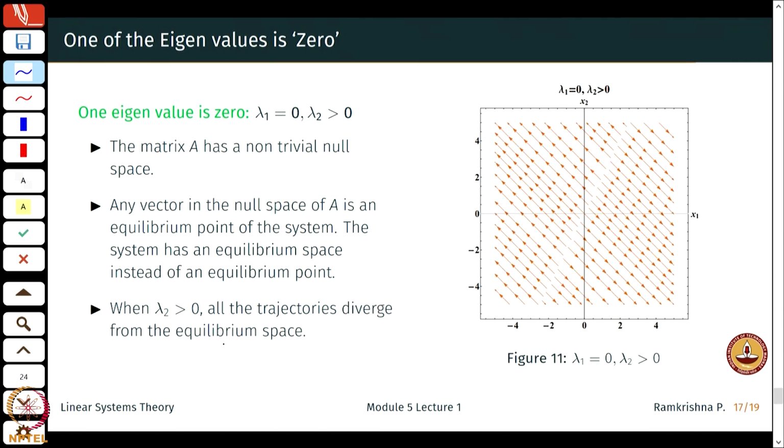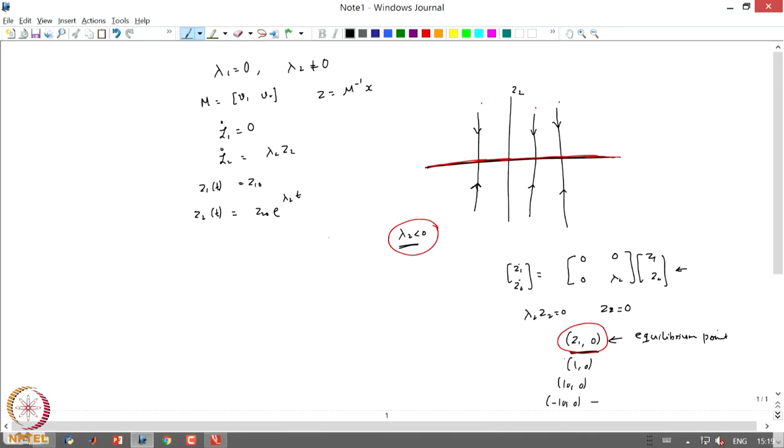Okay. Next, what if lambda 2 is greater than 0? Everything will be the same, the matrix A will still have a non-trivial null space, and any vector in the null space of A is again an equilibrium point, and the only thing that will change is all the trajectories diverge from the equilibrium space. So, let me just draw it here. Okay. So, this is z1, this is z2, and this will just be my trajectory. So, all trajectories will go away from the equilibrium space. The equilibrium space is the entire horizontal axis in this case.